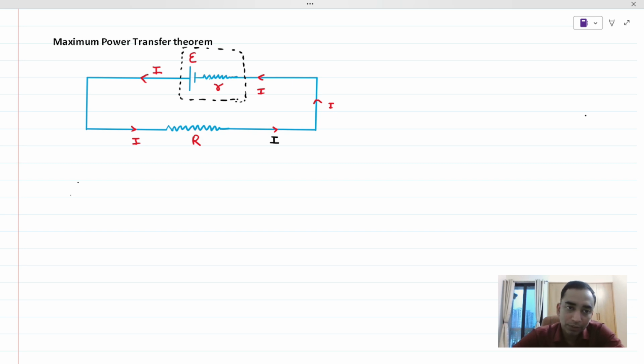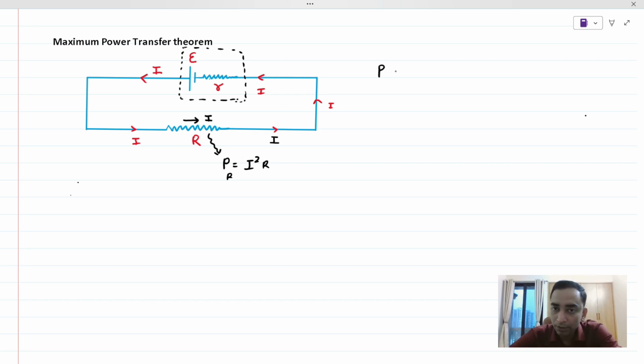Now, as a result of this, some current I is going to come out of the circuit, and that current is going to flow through this external resistance R. So the power generated across this external resistance is I square times R. And we want to obtain a condition wherein the maximum power is generated across this external resistor.